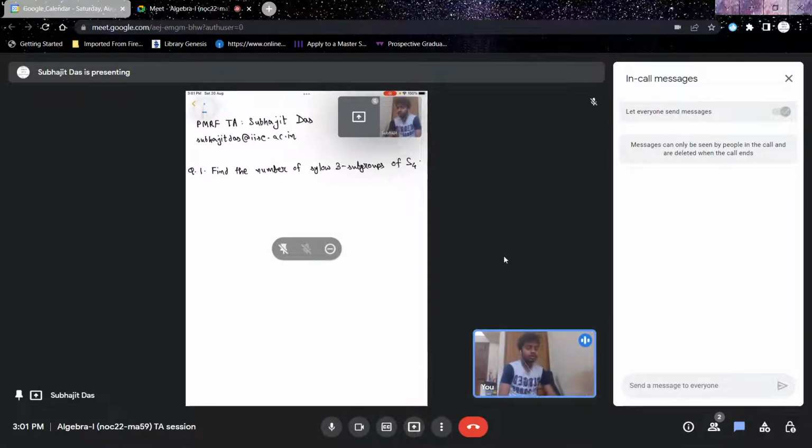So let us read the first question. It is asking to find the number of Sylow 3 subgroups of S4. So what are the total number of Sylow 3 subgroups that S4 has? Right, so let's try to see.